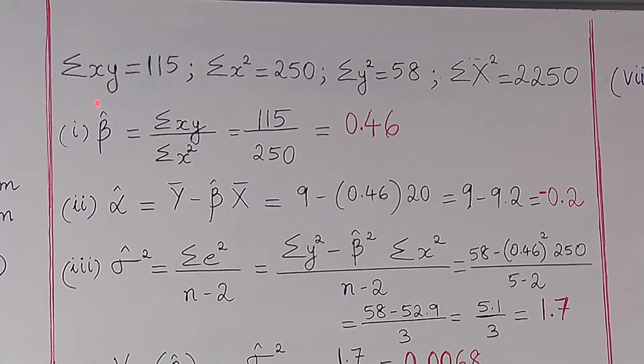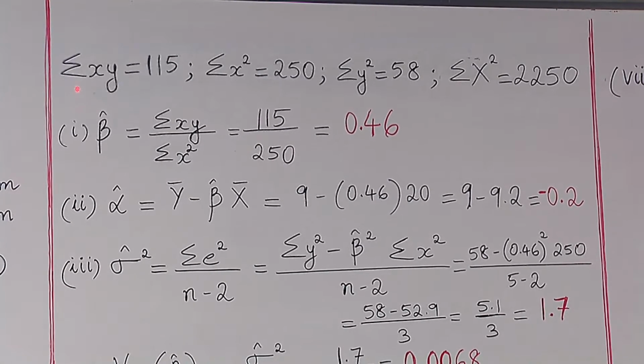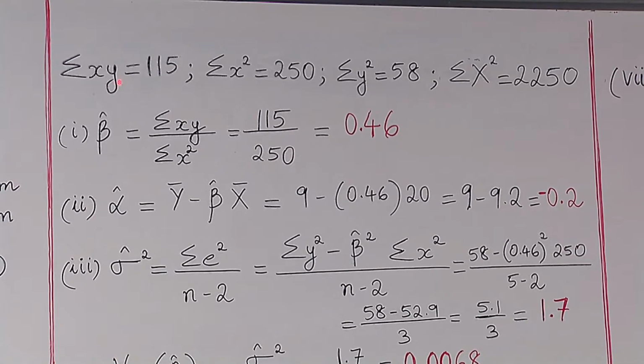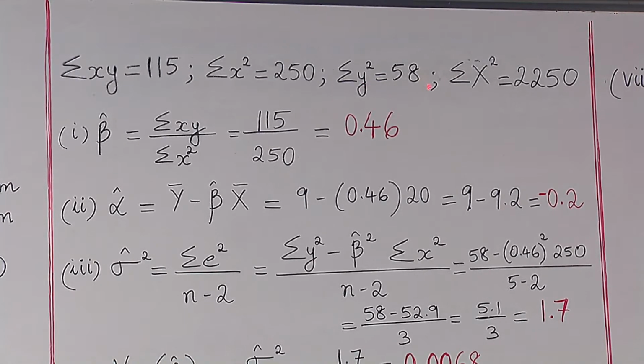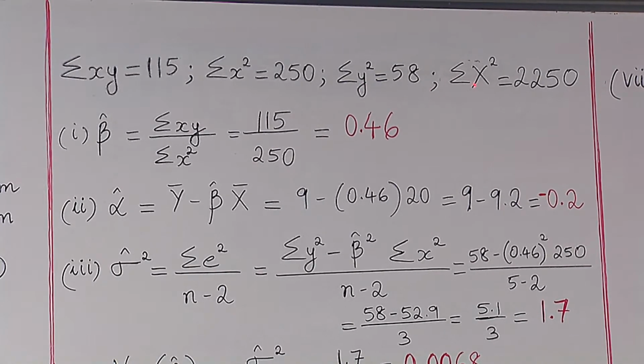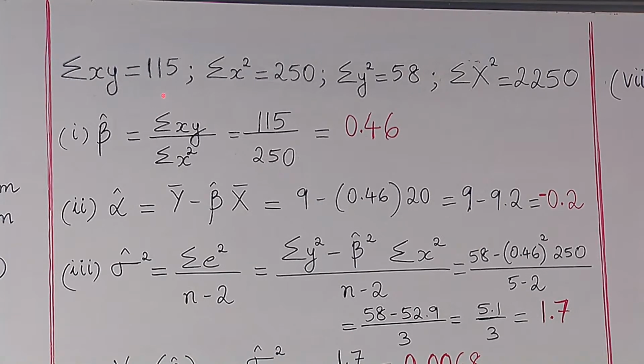Now, let us summarize the table. The sum of small x y column is 115. The sum of square of small x column is 250. Similarly, the sum of square of y column is 58, and the sum of square of capital X column is equal to 2250. With the help of all these elements, we are going to estimate the other coefficients.